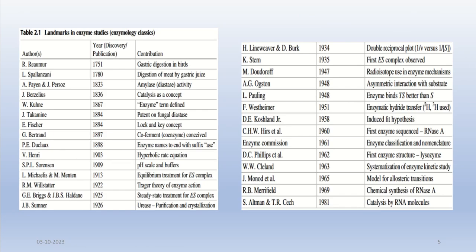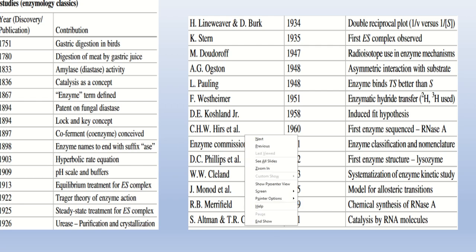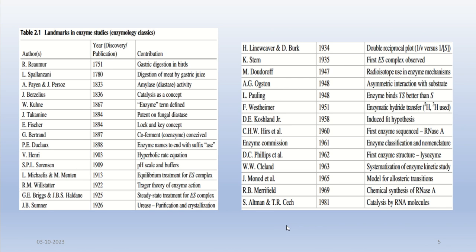Now, before understanding this, we should understand some accurate things. Who are the scientists? How many scientists were involved in enzymology, or in studying enzymes? Without history, you cannot understand who is the pioneer in enzymes. So we will start with the 18th century, 1751, up to 2023.